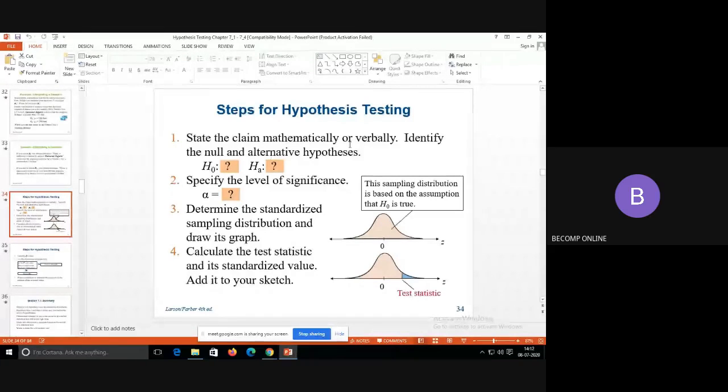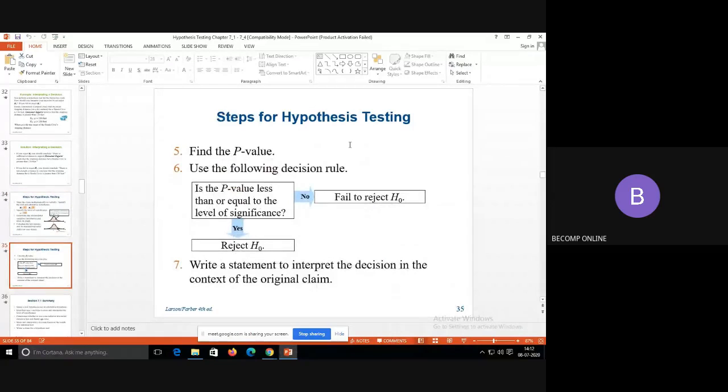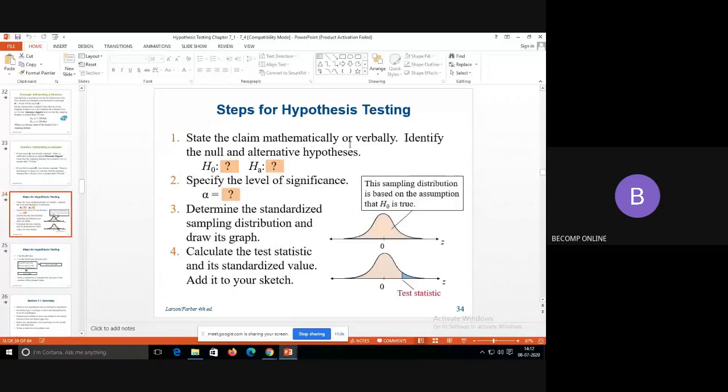Next, you have to determine the standard sampling distribution, the bell curve, or we can say the normal distribution graph, you have to draw. Then you have to find the p-value. Based on your null hypothesis and alternative hypothesis, you have to draw this particular chart, whether your p area is at the left hand side, at the right hand side, or on both sides. That is a two-tailed test. So that sketch you have to draw. That is your third step.